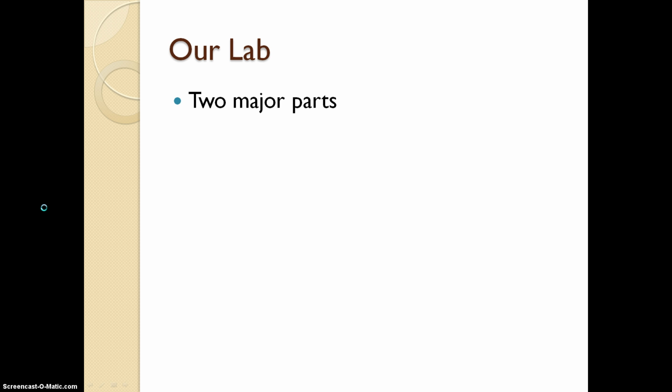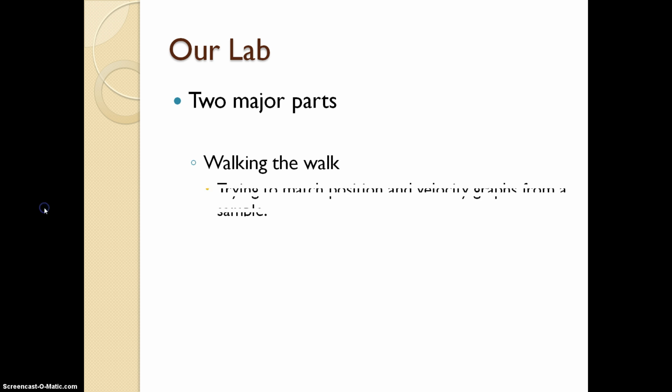Unfortunately, my earlier videos I was recording at school got deleted, so this is more of a tell instead of show, so I apologize for that. This lab's got two major parts. The first part, aptly named, is a walk in the walk. In this, you're going to be walking to match position and velocity graphs from a sample. In other words, I'm going to give you a graph and say, how much do you walk to make this graph? And then you're going to do it and check it using a motion detector.